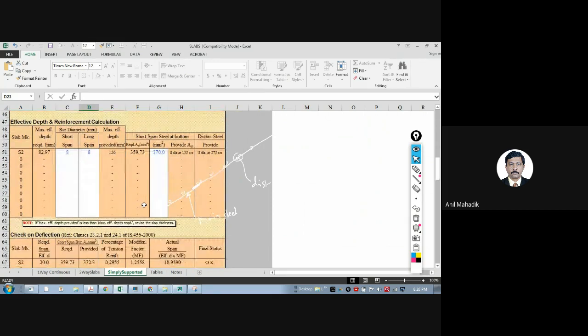So don't look at that number. Even though it is saying short span steel at bottom, it will be that long span, and this long span will be distribution steel. Keep in mind the words are not important in this case. The calculations and the meaning behind them are important. You should know what calculation this sheet is doing behind the screen.